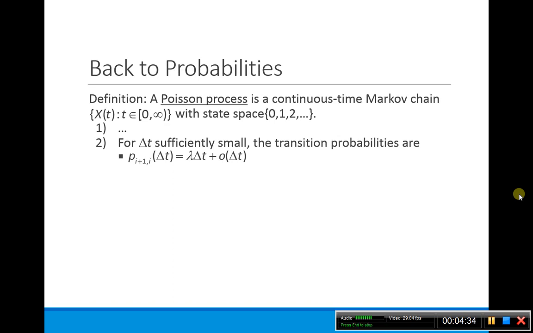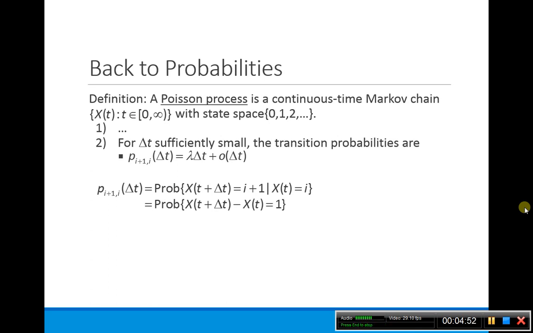Okay, so now back to the probabilities that we had. Here we have the probability of transitioning from state i to state i plus 1. So if we think about what this is, this is the probability that in time delta t, if I had counted i arrivals in my one time slot, then I now have i plus 1 arrivals in this time span of delta t. So basically this is the probability of a single arrival in the period.